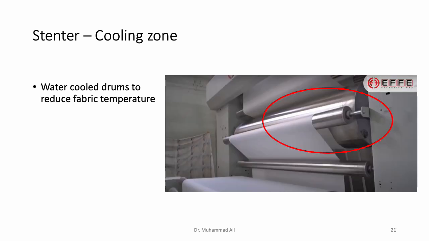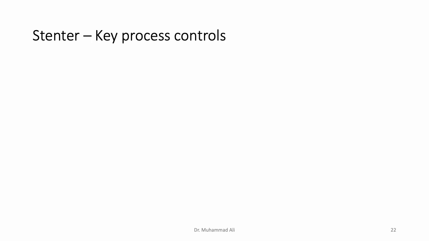There is another system that is used in the cooling zone. Some manufacturers prefer this one, and in this system, the fabric that leaves the treatment chambers is run in contact with these large water cooled drums. The purpose and the objectives of the cooling zone remain the same, and that is to lock the fabric characteristics after the treatment is done.